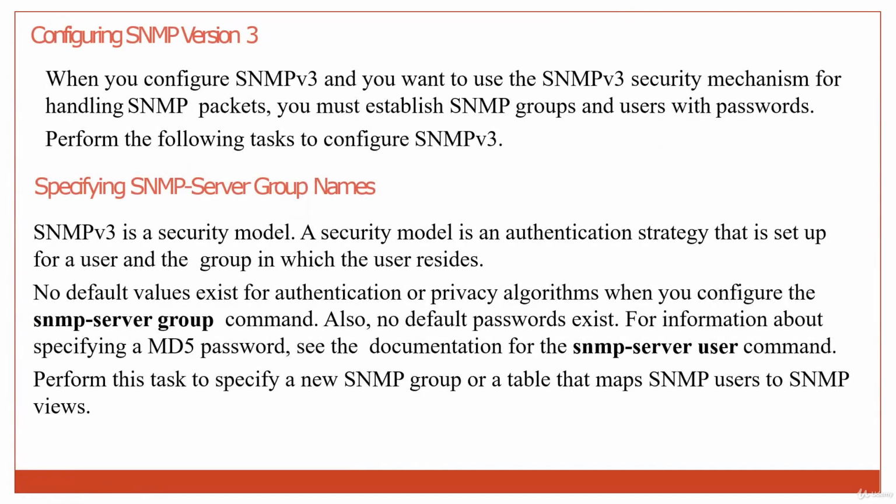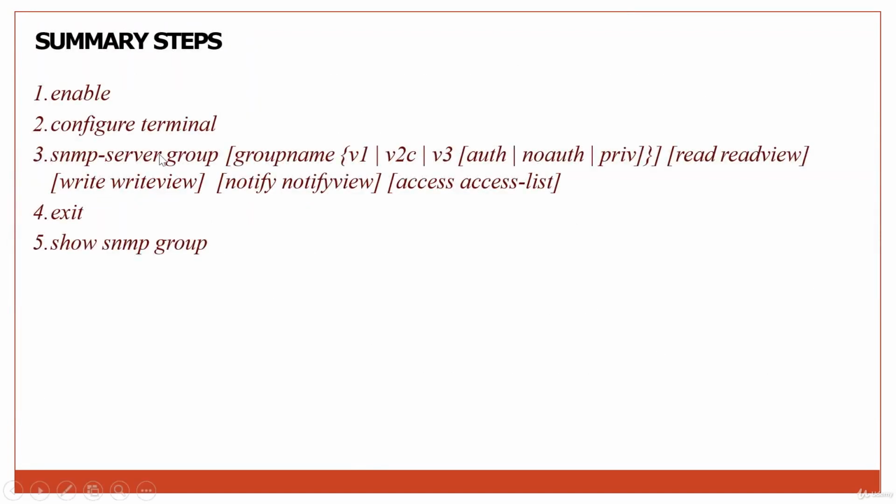All right. So in the case of version 3, users belong to a group, where we can have authentication and encryption. So we should define the group as well. That's why you can see here that we have snmp-server group, and then group name, version 1, 2, 3, auth, noauth, priv, which we have already discussed earlier, and notify and access list. Again, you can check with show snmp group.